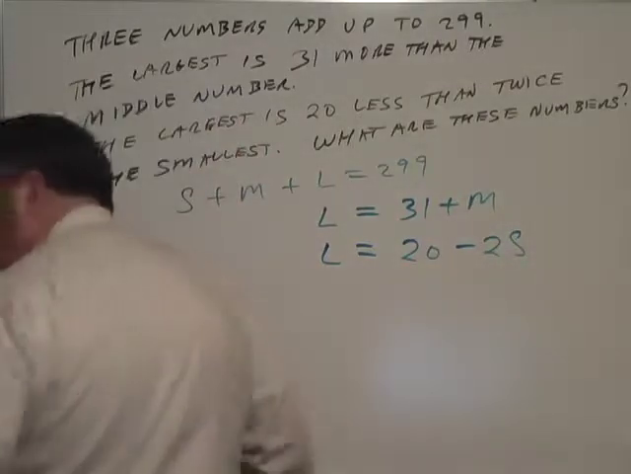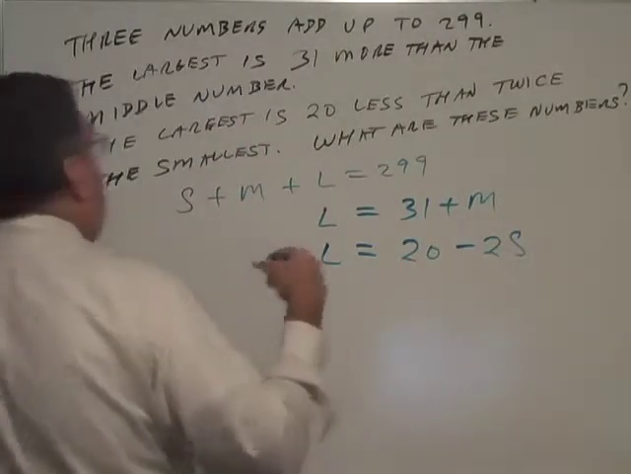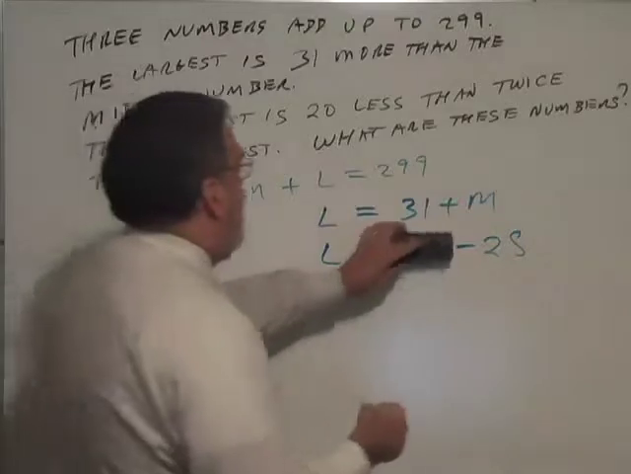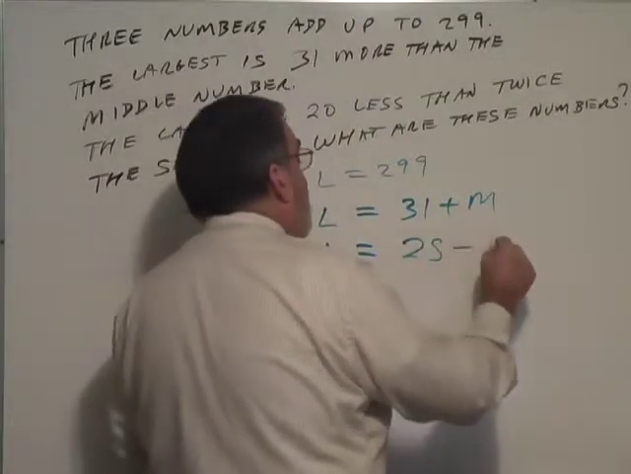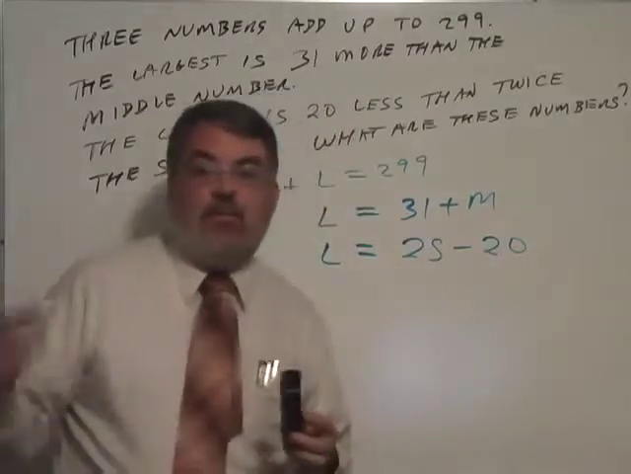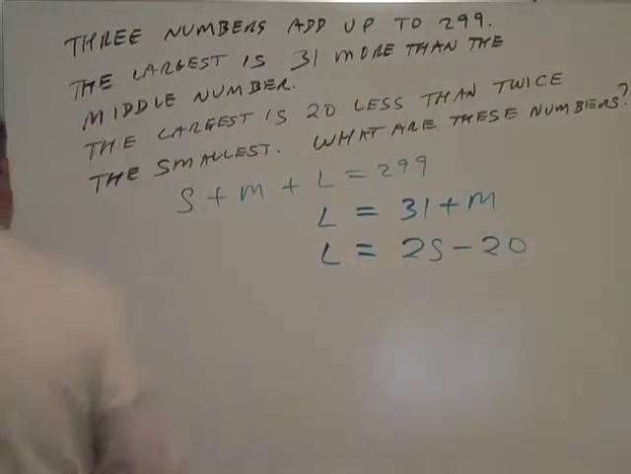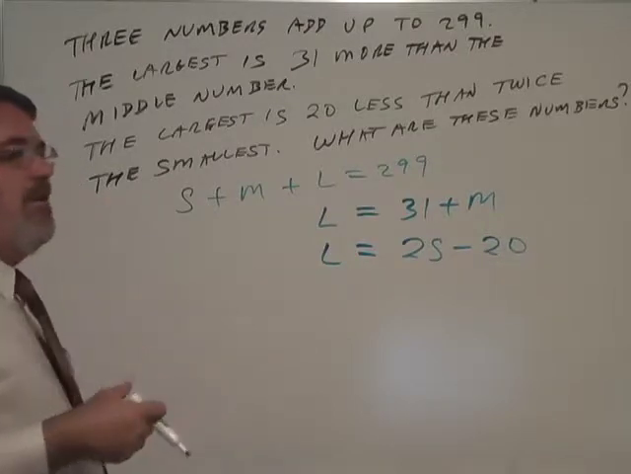The 20 less than twice the smallest means that from twice the smallest, 2s, we're going to lower it by 20. We're going to subtract 20. So 20 less than means subtract 20 from twice the smallest.